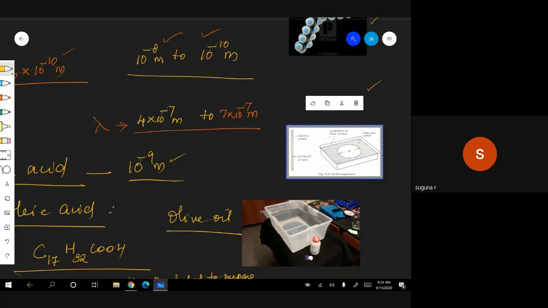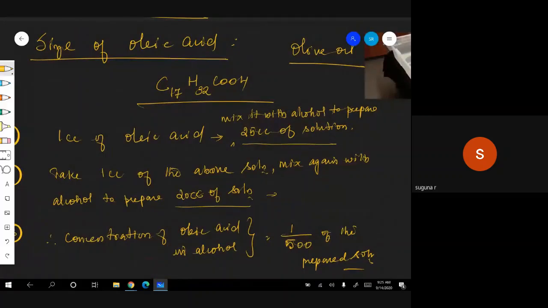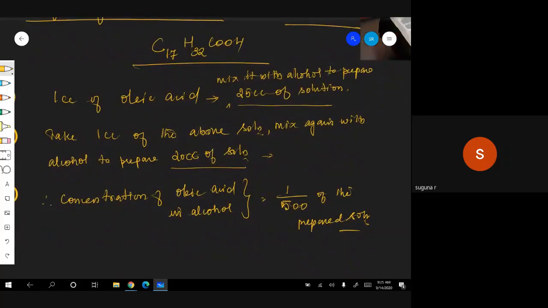Now, next one, what you have to do? Take a pipette, and pour n drops of this solution. The solution you have prepared, no? Whatever solution you have prepared, you take n drops of this solution, and each drop has a volume equal to V. Each drop is having volume V. N drops of solution, take.